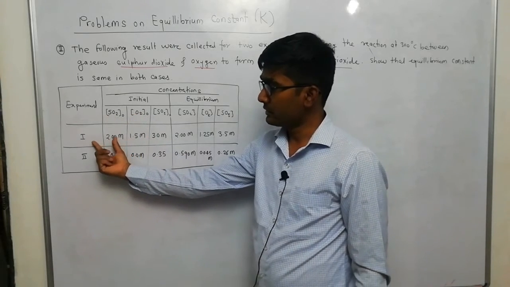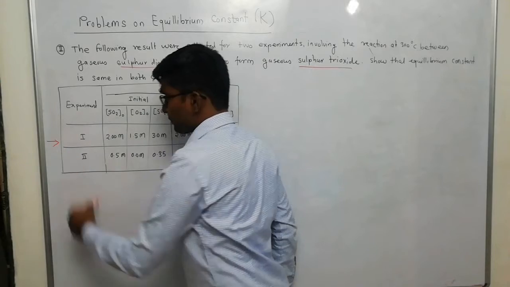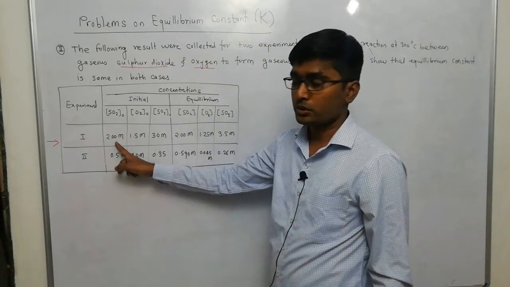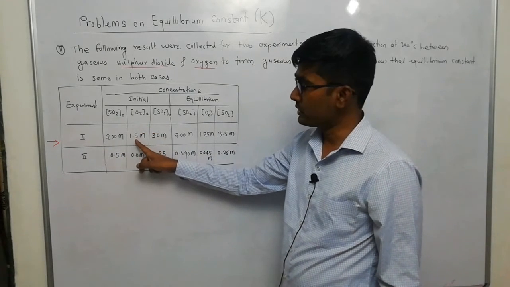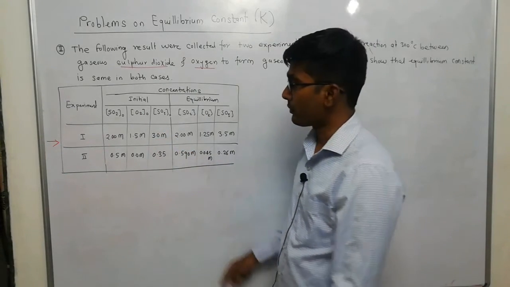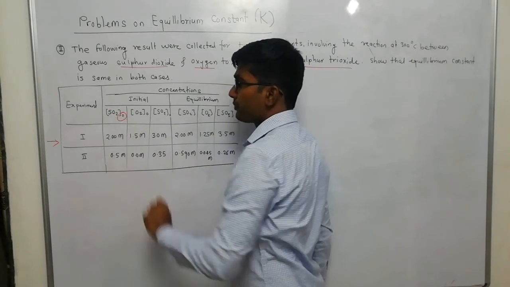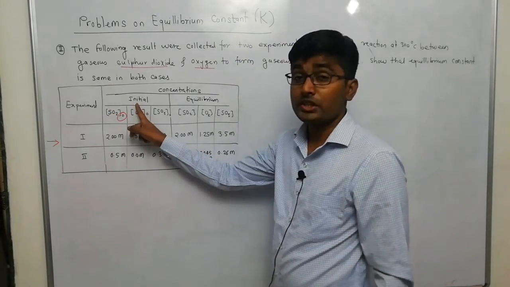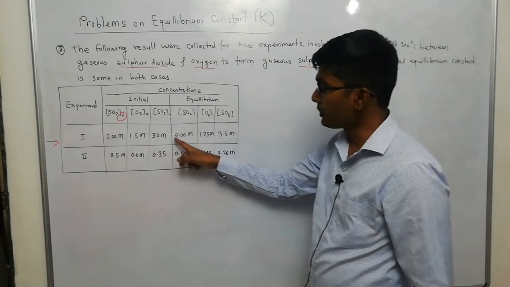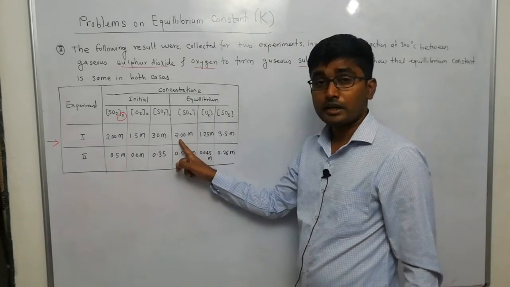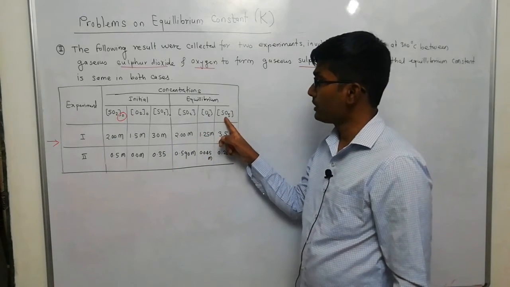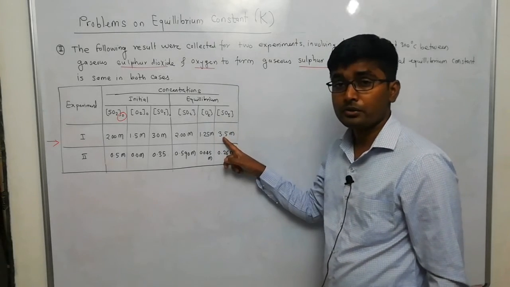So, in the first stage, let us focus on the first stage. The initial concentration of sulfur dioxide is 2.00 molar, the concentration of oxygen is 1.5 molar, and the concentration of sulfur trioxide is 3.0 molar. Here the small 0 represents the initial concentration. Now for the first set, the equilibrium concentration of sulfur dioxide is 2.0 molar, for oxygen it is 1.25 molar, and for sulfur trioxide it is 3.5 molar.